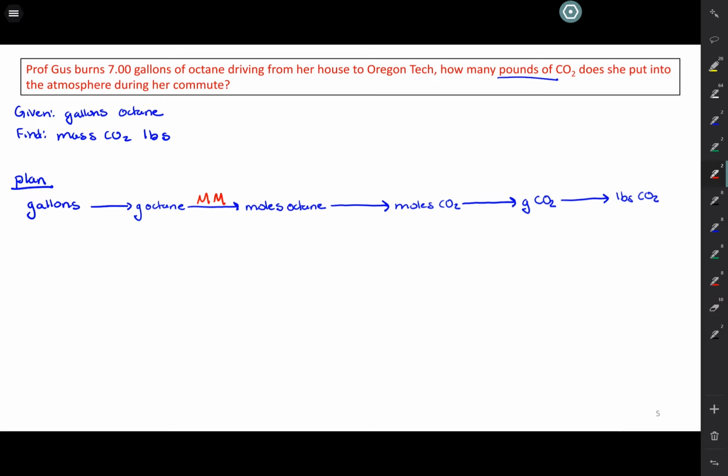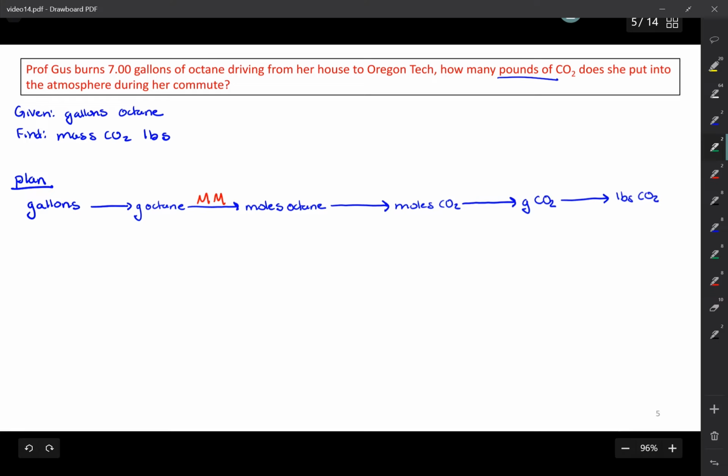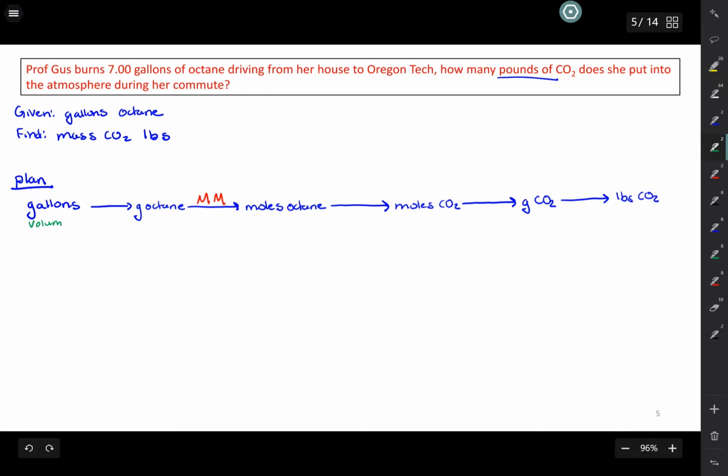What would we use to convert between gallons of octane and grams of octane? Well, gallons of octane, this is a volume, and grams of octane, this is a mass. And what conversion factor has units of volume and mass? Density. So, if we can look up the density of octane, we can get from gallons to grams.